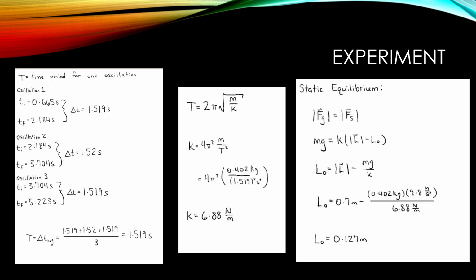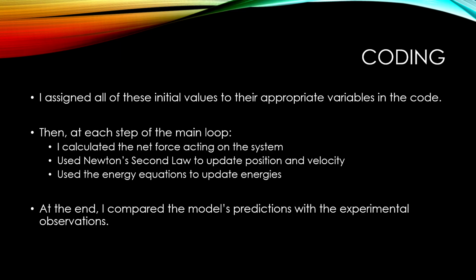For the coding, I began by assigning all the initial values to their appropriate variables, and then at each time step of the main loop, I calculated the net force acting on the system, which consists of the gravity force and the spring force. I used Newton's second law to update position and velocity, and then I used the energy equations to update energies. And then at the end, I compared the model's predictions with the experimental observations.